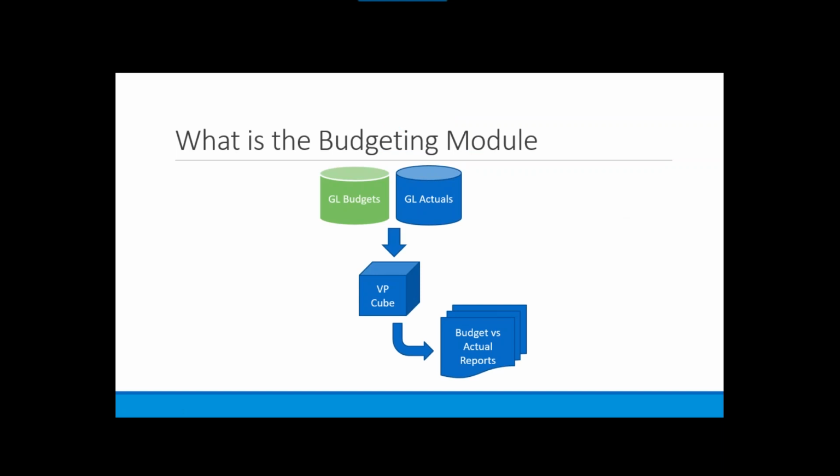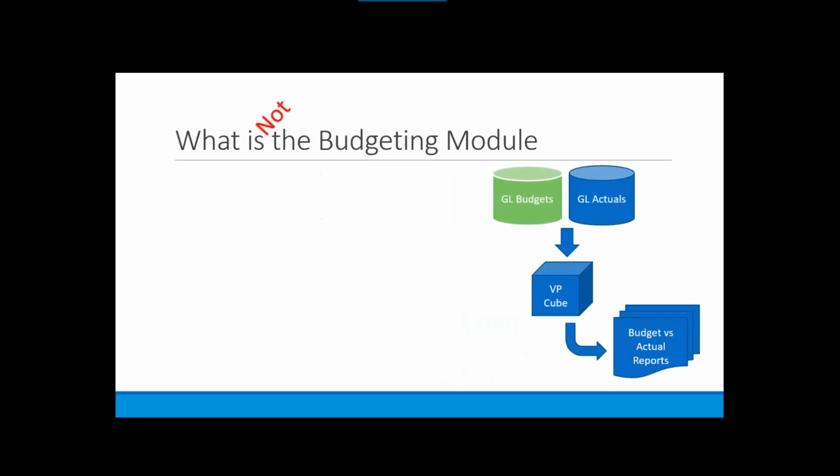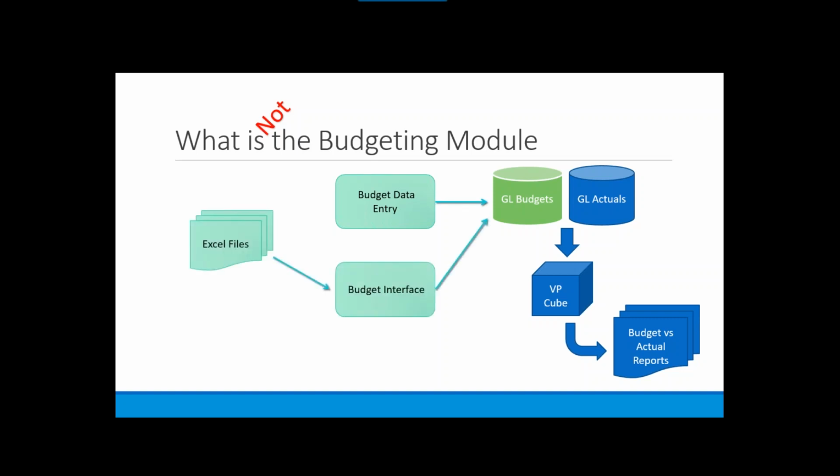Within Multiview, we have a couple of different tables, our GL budgets table and our GL actuals. Both of those tables feed into our viewpoint analytics cubes, which allow us, of course, to do reporting, basically to create our reports for our budget versus actual reports. The way we got information into there was either through a manual data entry process, we used budget interfaces, so we had very rigid Excel templates, or we connected to third-party systems, which was already mentioned, such as Adaptive.